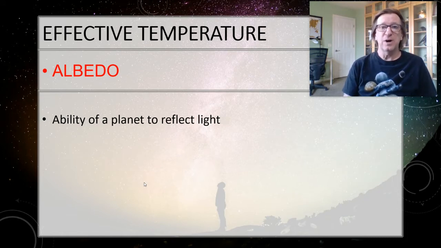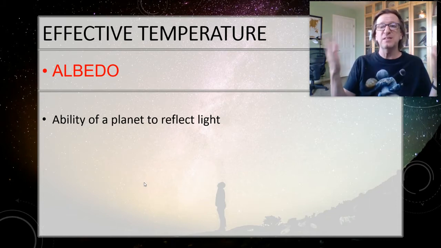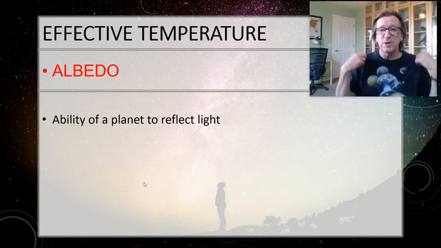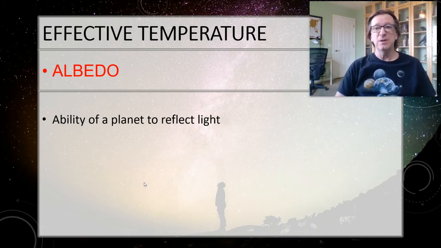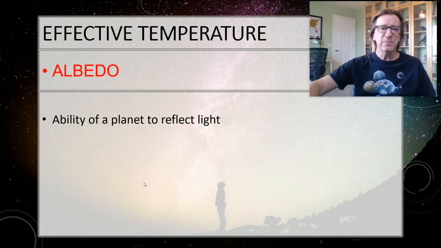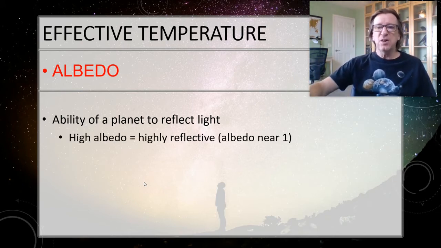This is also why you generally want to wear light colored clothing in the summertime, because that's going to reflect that light out instead of absorbing it. If you're wearing a black shirt like this in the summertime, you're just absorbing that heat and you're going to get hotter. So we call a high albedo planet highly reflective.